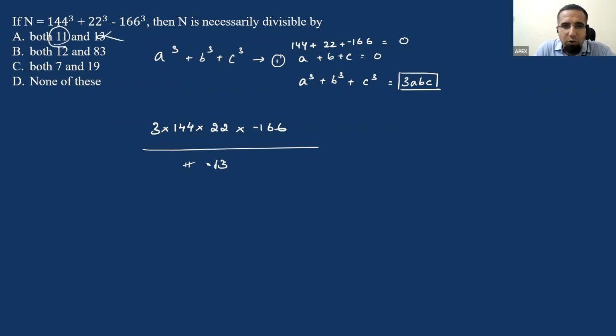Let's go with the second one, both 12 and 83. So is it divisible by 12 and 83 both? Let's see, 12 ones are 12, 12 twos are 24, 83 ones are 83, 83 twos are 166. So therefore, yes, it is divisible by both 12 and 83. Therefore, your answer becomes option B. So not a difficult question again with this one. The seventh question was an easy question that you should have definitely tried and solved.